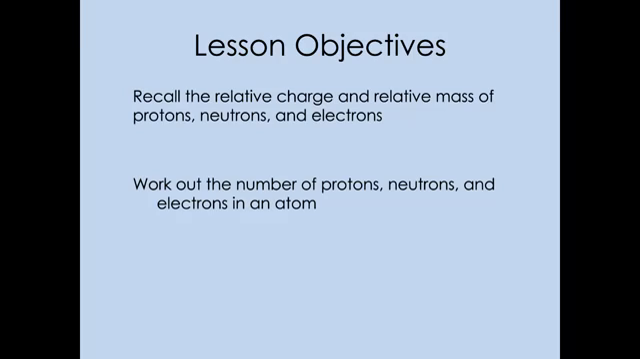Okay, so our lesson objectives for today: you need to be able to recall the relative charge and masses of protons, neutrons and electrons, and then use the periodic table to work out the number of protons, neutrons and electrons in an atom.